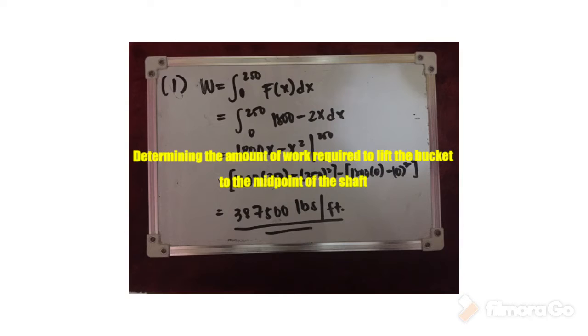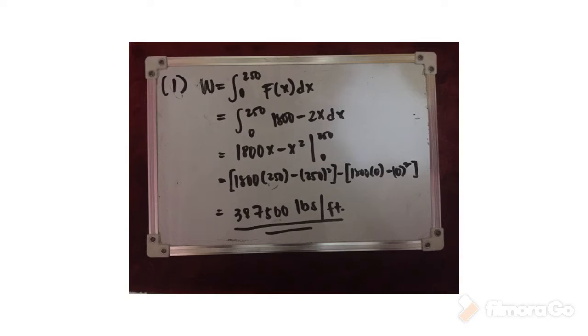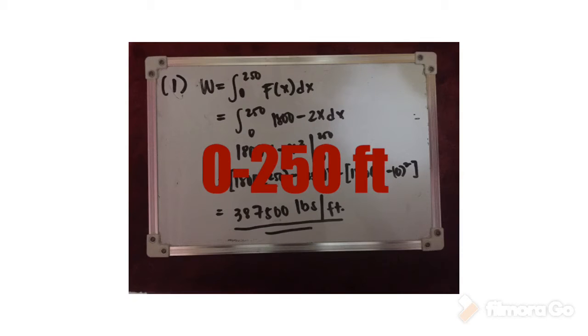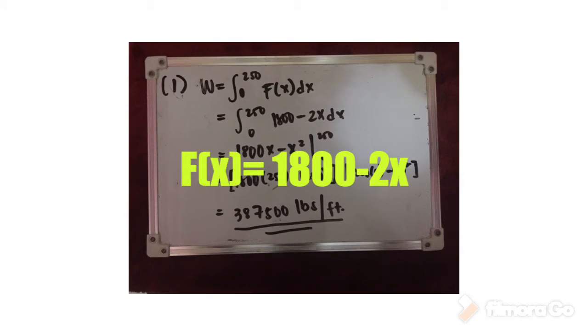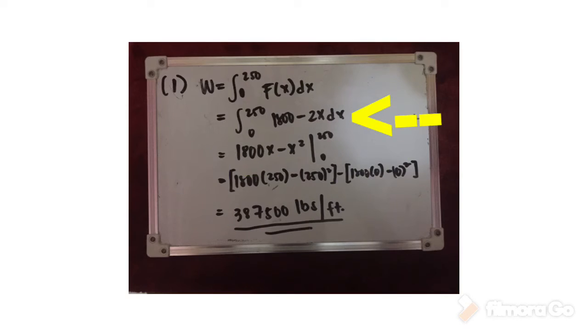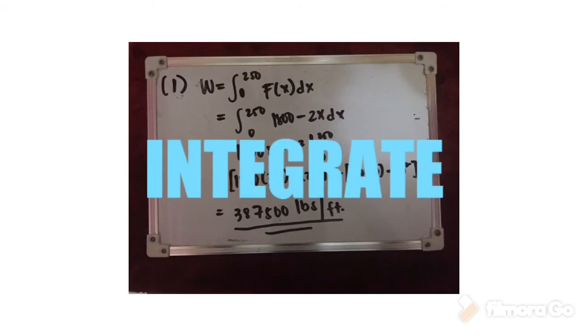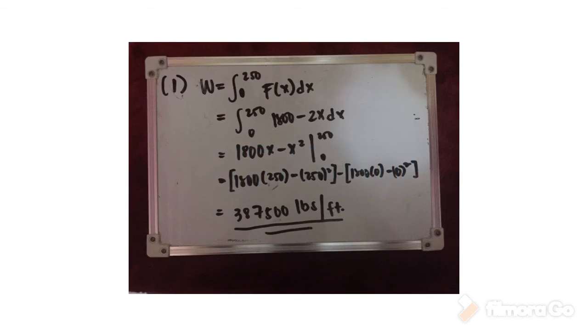After getting the equation of the force, we can then proceed to the first question, which is determining the amount of work required to lift the bucket to the midpoint of the shaft. So it will begin from the very bottom up to the midpoint of the height of the shaft. The equation will look like work is equal to the integral of f(x) dx from 0 to 250 feet. You will just substitute the value of f(x), and it will become the integral of 1,800 minus 2x dx from 0 to 250 feet.